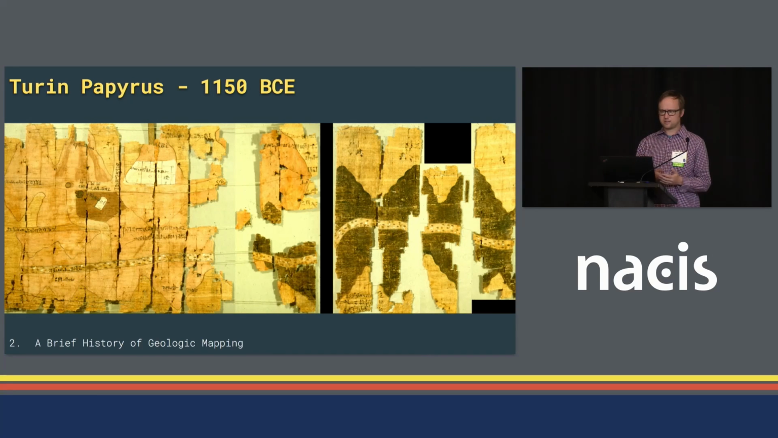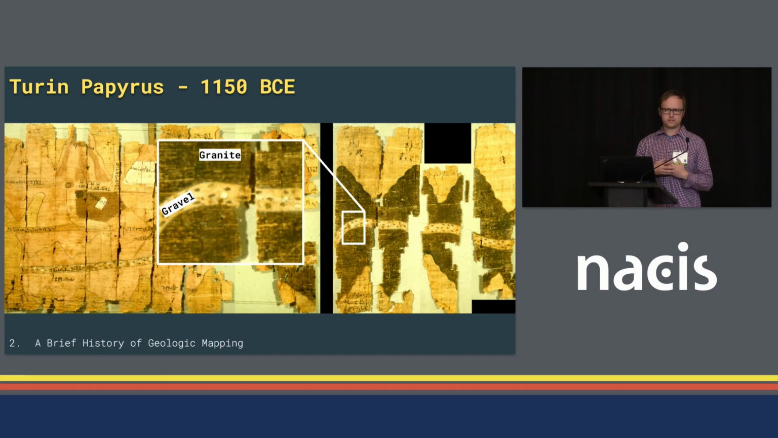The oldest geologic map, in my opinion, is what's known as the Turin Papyrus, created in about 1150 BC, and it depicts Wadi, a dry river between the Nile and the Red Sea. It uses colors to show different rock types, in this case granite, which the ancient Egyptians would mine to build their various megalithic structures, as well as gravels of different sizes within the riverbed itself, which was a resource that was in short supply in ancient Egypt.